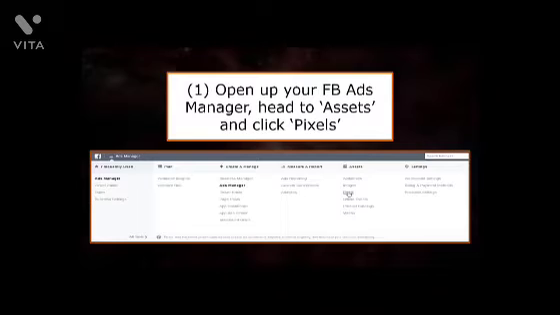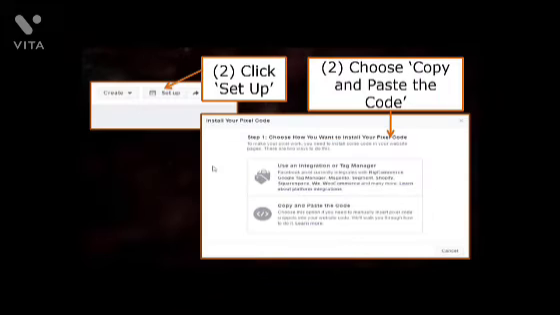First, you need to open your Facebook Ads Manager account. Then, on the top left, you click on the Ads Manager, where you'll be directed to several options. You just need to go to Assets, and then further down, you're able to spot the Pixels option. Click on Pixels. On the next page, you click on Setup, which is at the right-hand corner of the page.